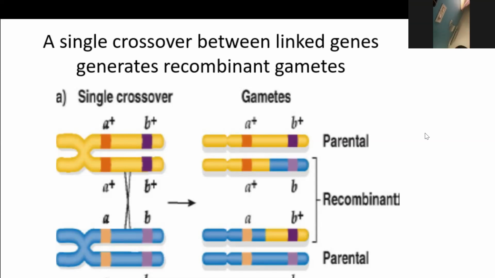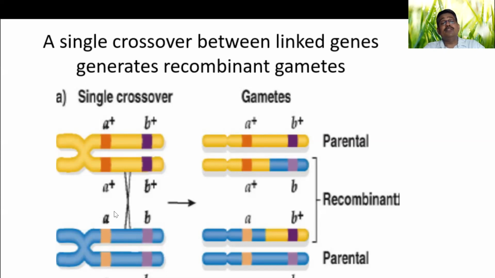But coming to the crossover events which happen during meiosis, during meiosis 1, there is a recombination that occurs between homologous chromosomes. For example, take a single crossover. These are the parent chromosomes, the mother chromosome and the father chromosome. And during meiosis, these homologous chromosomes come together.